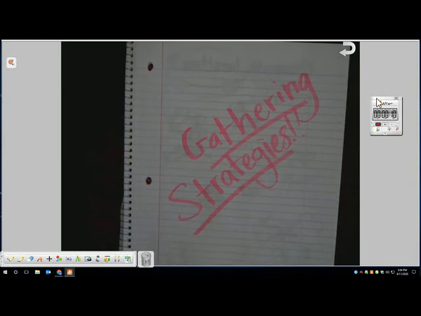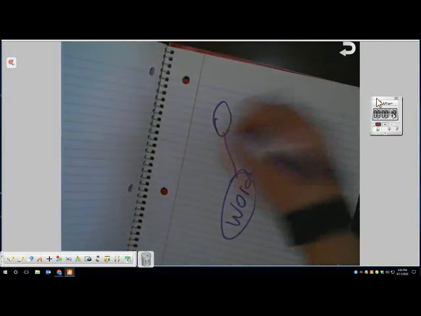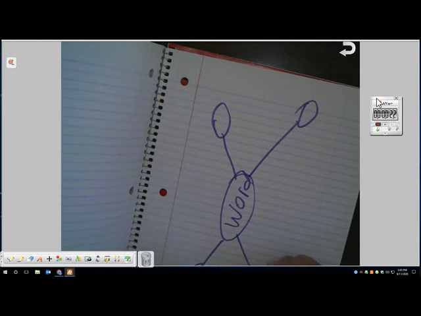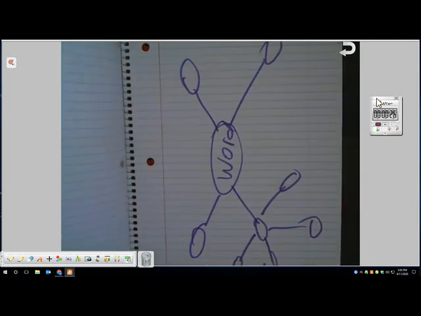I'm sure you guys have done this before. Maybe you've seen something like, let me just grab a sheet of paper here. You've seen a word in a bubble map, and then you have all these other words coming off of the bubble map that are related to that word, and oh my goodness. Well, that's a gathering strategy.